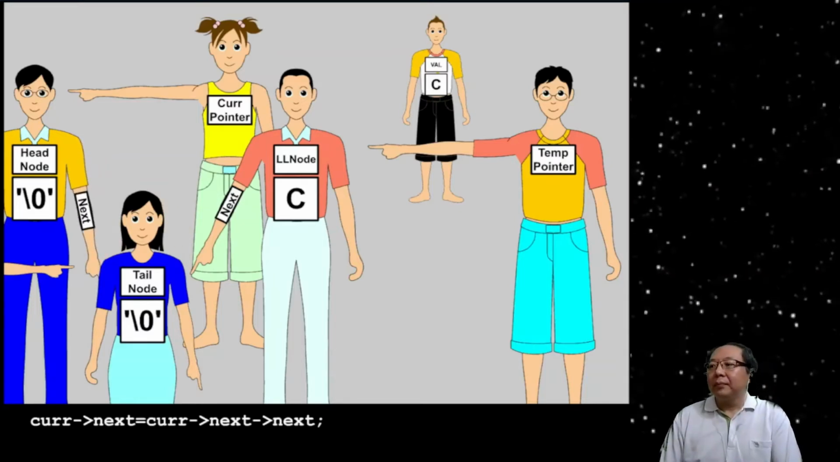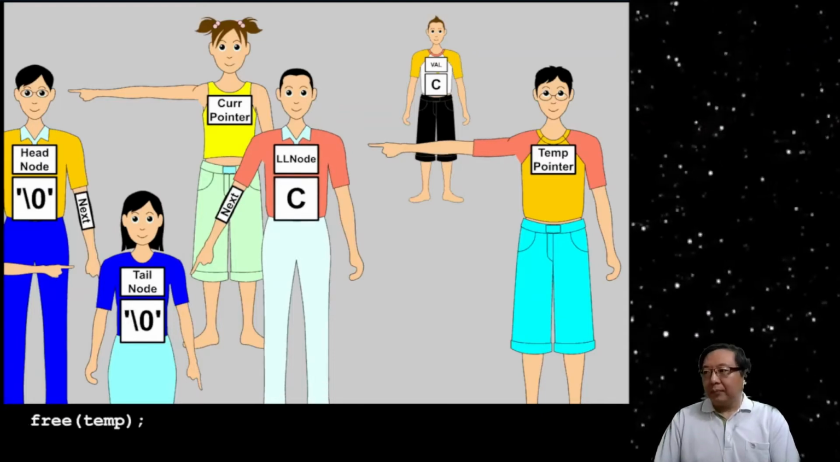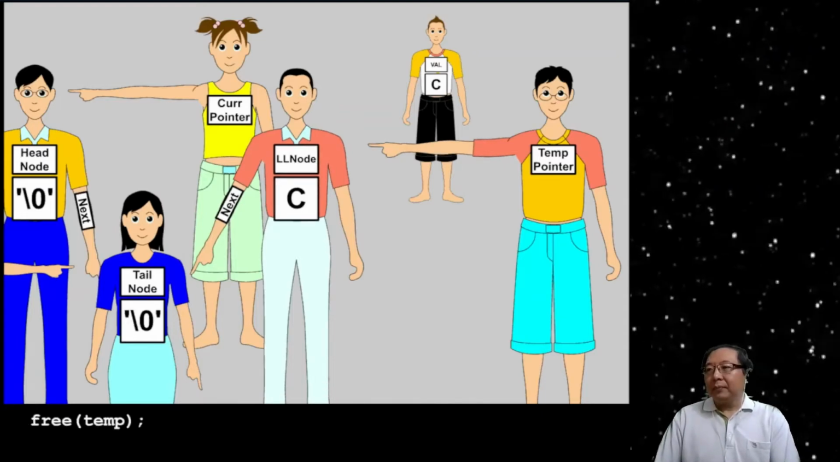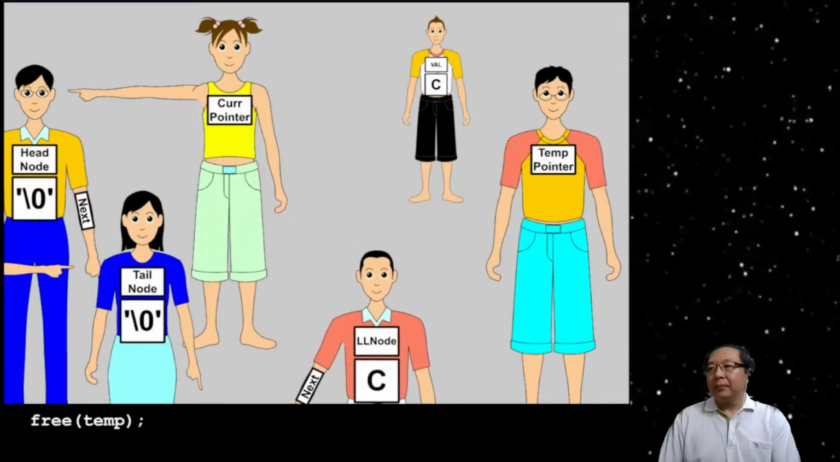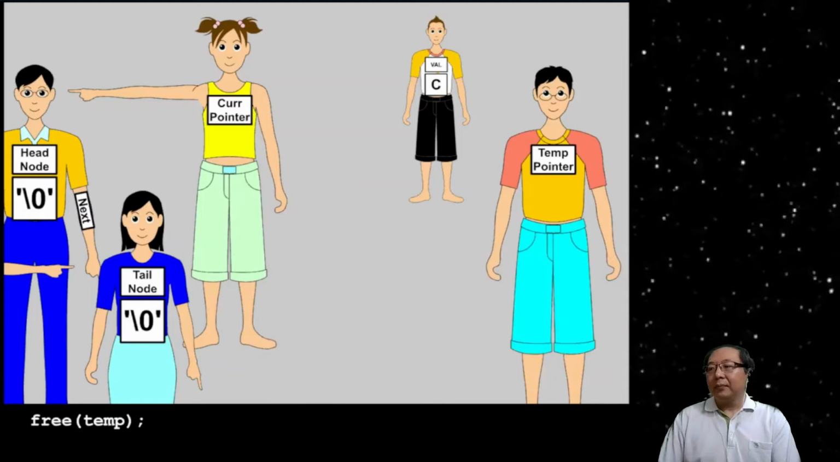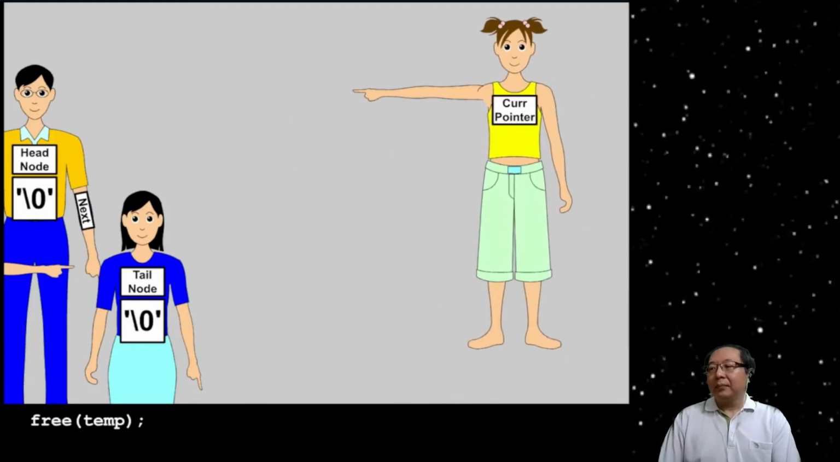So the stack is now empty. Because of this, we can now safely free that first node, which is pointed to by temp. Free! Now we have completed the pop and can return to main.